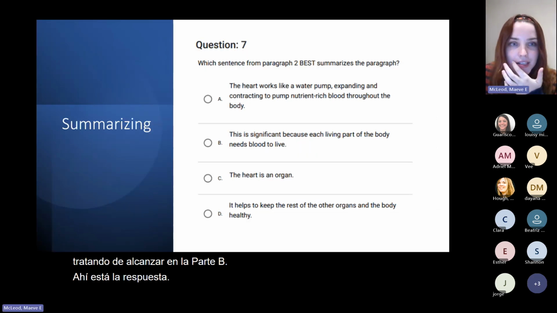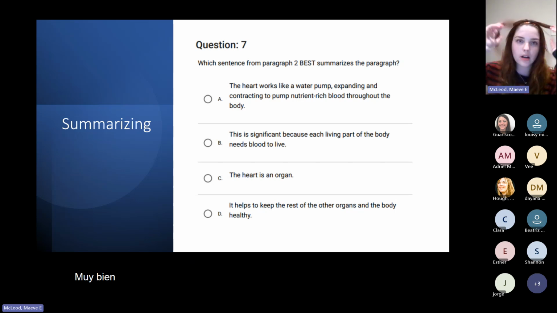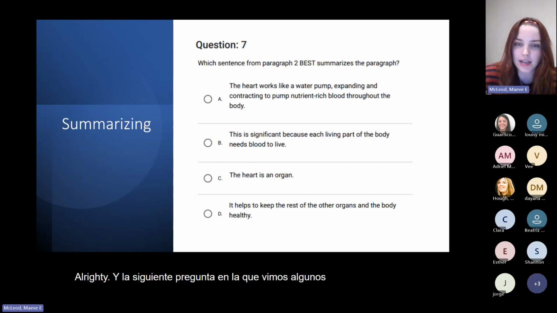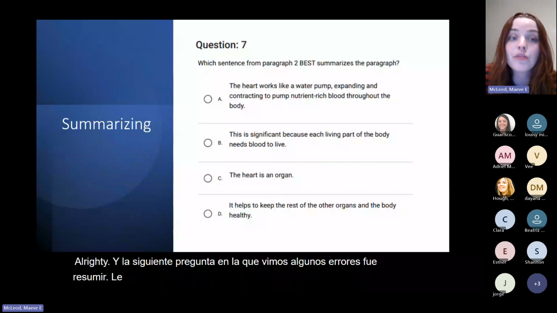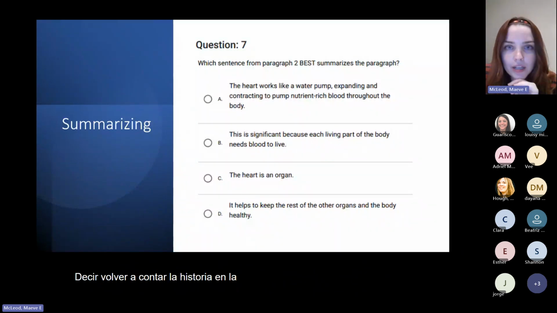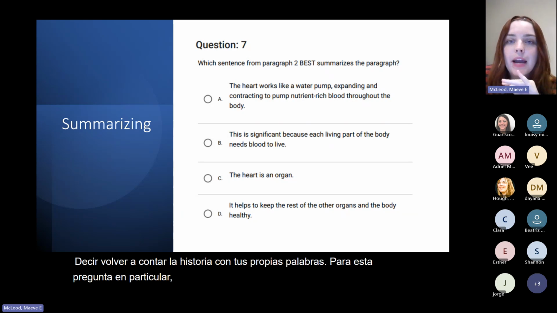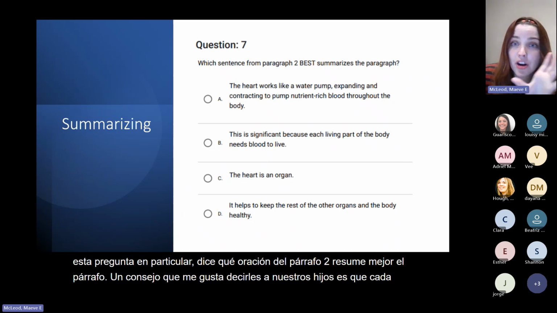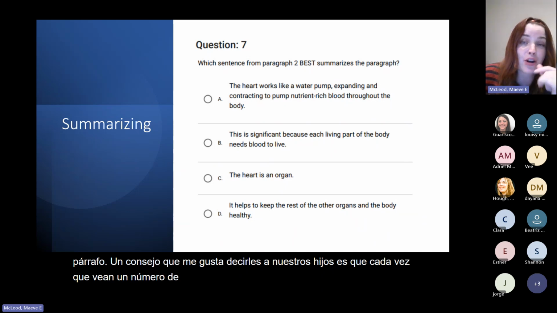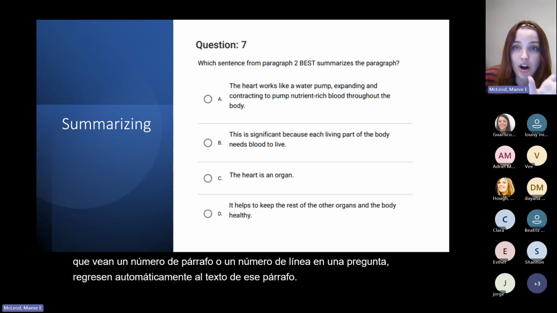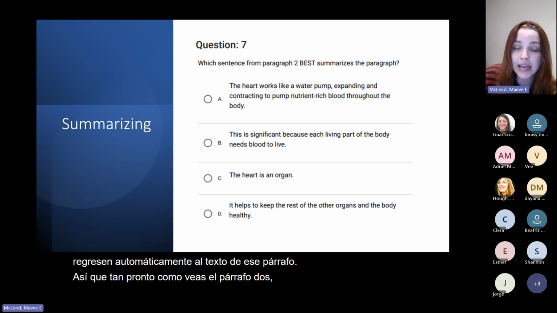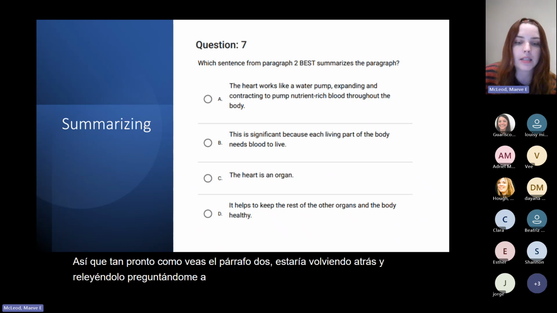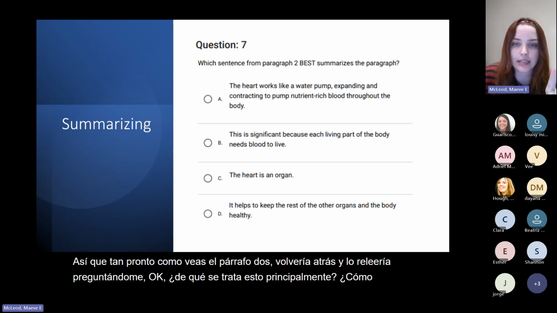Alrighty, and the next question that we saw some mistakes on was summarizing. I explained summarizing as retelling the story in your own words. For this question in particular, though, it says which sentence from paragraph 2 best summarizes the paragraph. A tip that I like to tell our kids is whenever you see a paragraph number or a line number in a question, to automatically go back to the text to that paragraph. So as soon as you see paragraph 2, I would be going back and rereading it, asking myself, okay, what is this mainly about? How can I retell it in just one sentence?